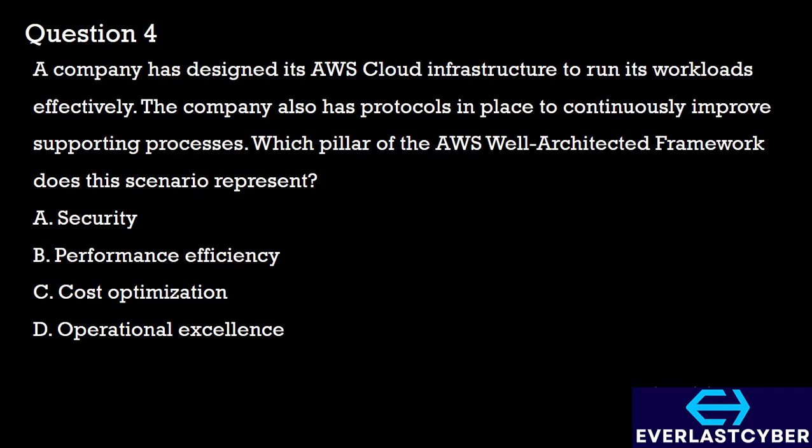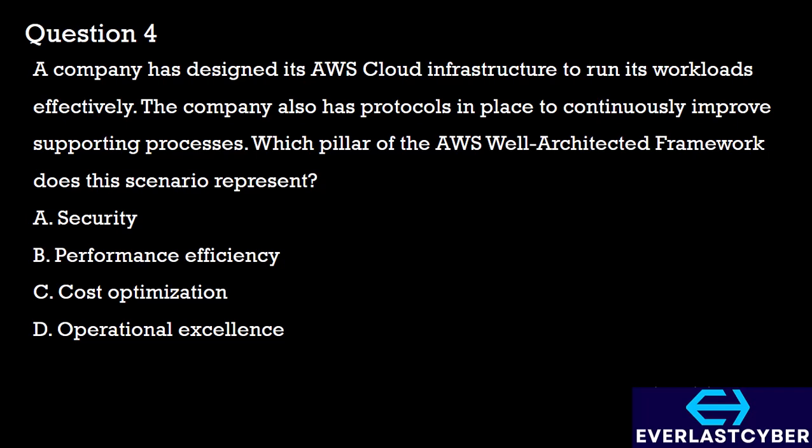Question 4. A company has designed its AWS cloud infrastructure to run its workloads effectively. The company also has protocols in place to continuously improve supporting processes. Which pillar of the AWS Well-Architected Framework does this scenario represent? A. Security. B. Performance efficiency. C. Cost optimization. D. Operational excellence.